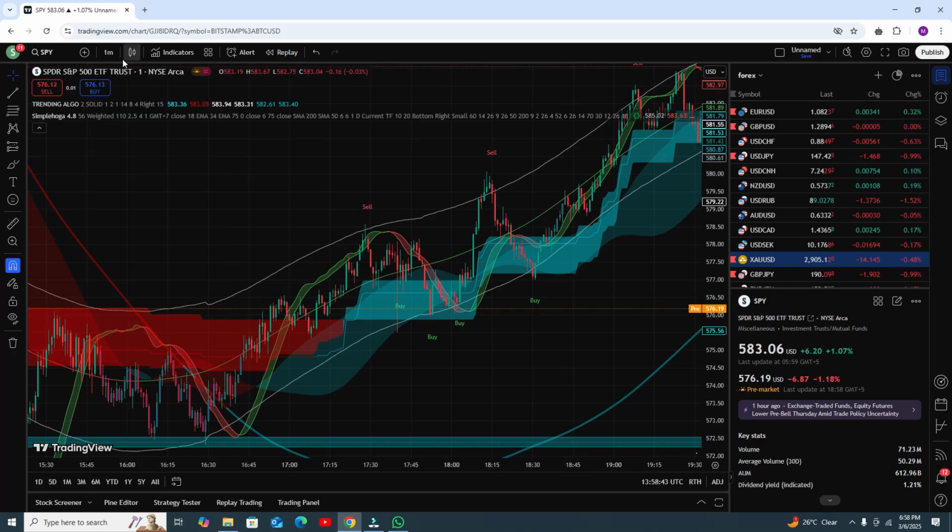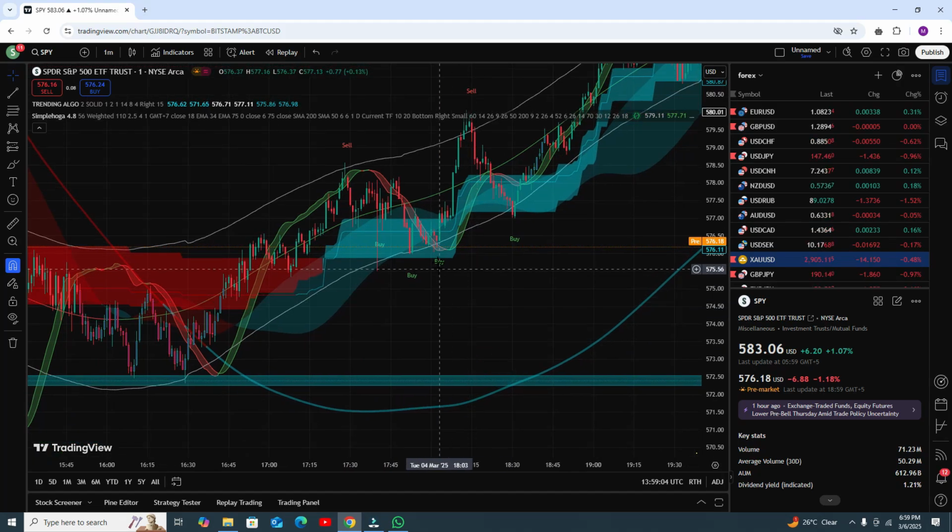I am using 1 minute. I will show you the results in other time frames like 5 minute, 15 minute, 1 hour, 4 hour. I will also show you this indicator works perfectly fine on all pairs like forex, crypto, indices, stock, each and everything. Here you can see that is a strong condition.